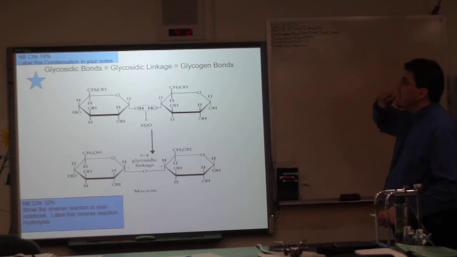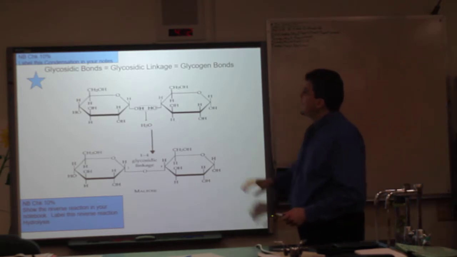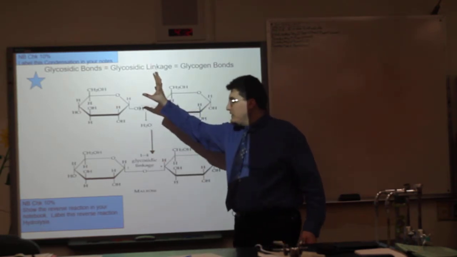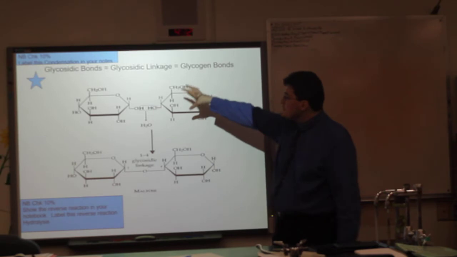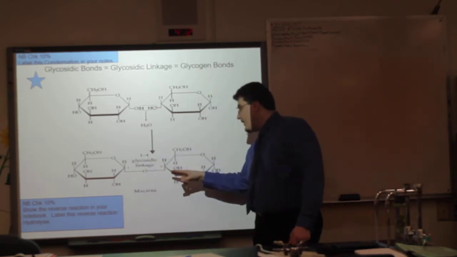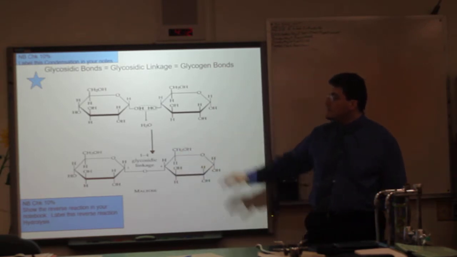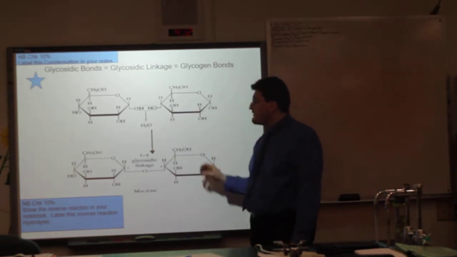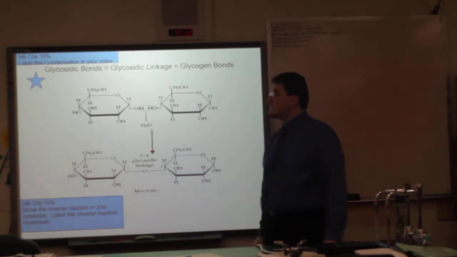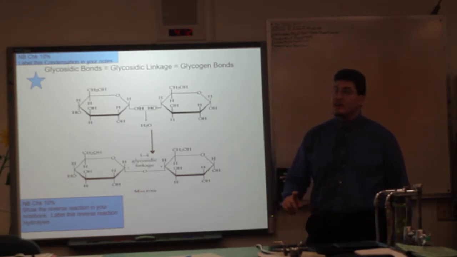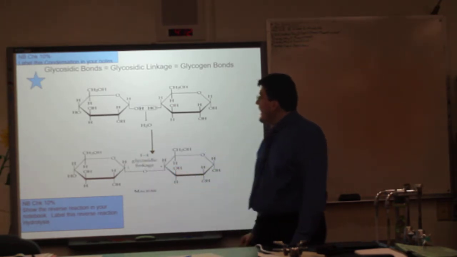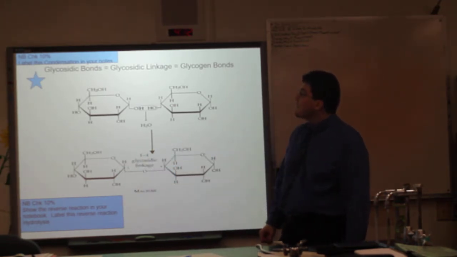So, glycosidic bonds. A glycosidic bond, or a glycosidic linkage, is where we have a condensation reaction where water is condensed out, and this forms the carbon-oxygen-carbon linkage, glycosidic linkage between these 2 molecules. This is a 1,4 glycosidic linkage because it is on the carbon 1 of the first glucose, and it is on the carbon 4 of the second glucose.